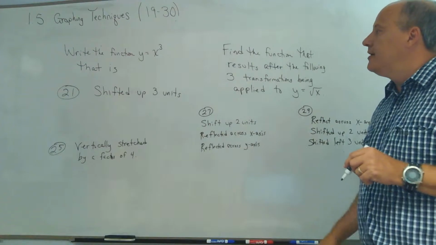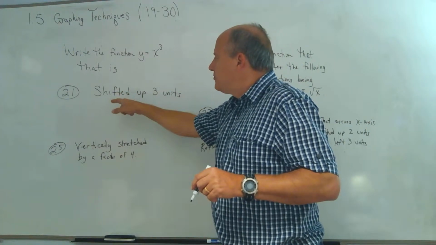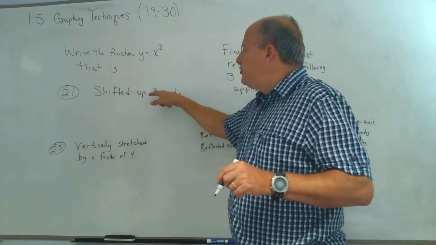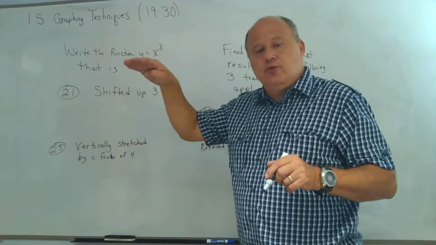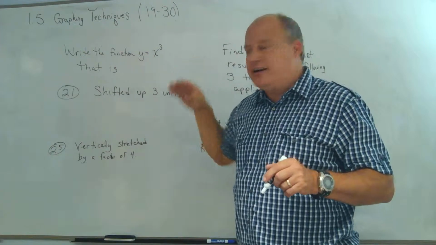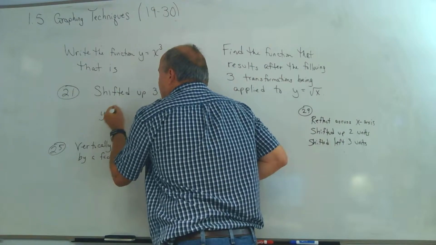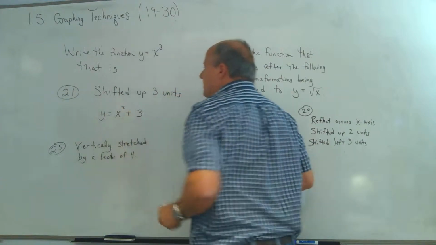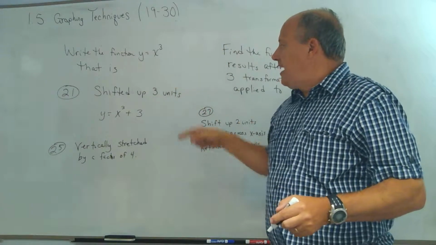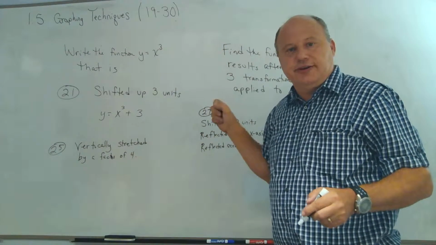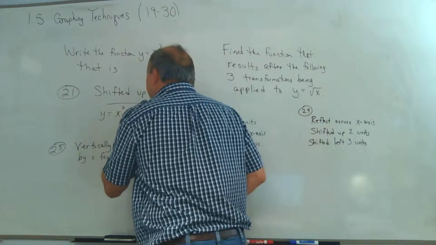But this one is just, you have y equals x cubed, and you want to know what the function looks like after you shift it up 3 units. That's just adding 3 to the function itself. So this one is just going to be y equals x cubed plus 3, because it goes up, it's a vertical shift. If it says shifted down 3 units, it would be x cubed minus 3. But that's what it is. So that's the answer, number 21.